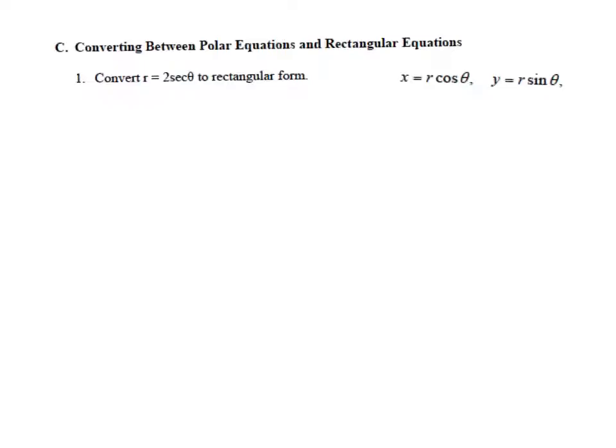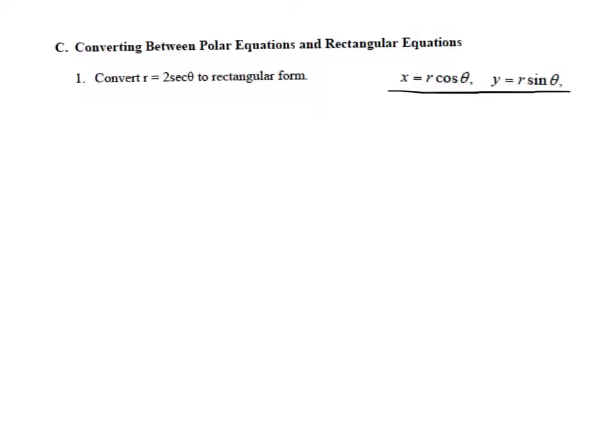We start with r equals 2 times secant of theta, and this one we don't do a lot with. Probably example 2 we do a little bit more with, but basically you want to try and somehow use these equations again. This is how we convert back and forth between rectangular and polar.